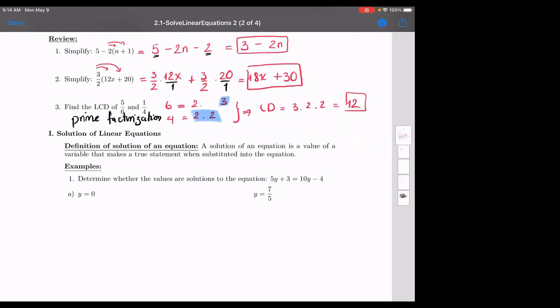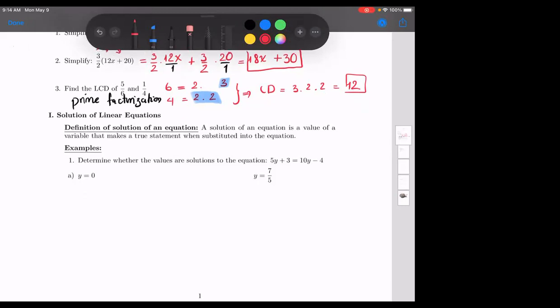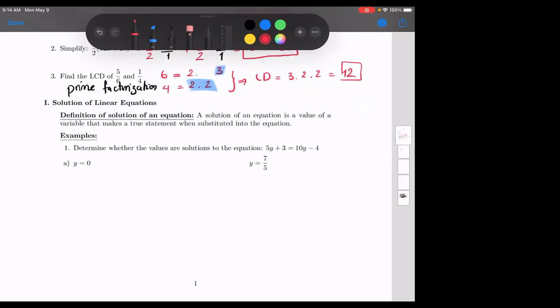There's no in between. Okay, so a solution of an equation is a value of a variable that makes a true statement when substituted into the equation. So that means I give you an equation and I ask you, is 0 a solution of that equation? What we do is we substitute in, right? If the left-hand side equals the right-hand side, then it is a solution.